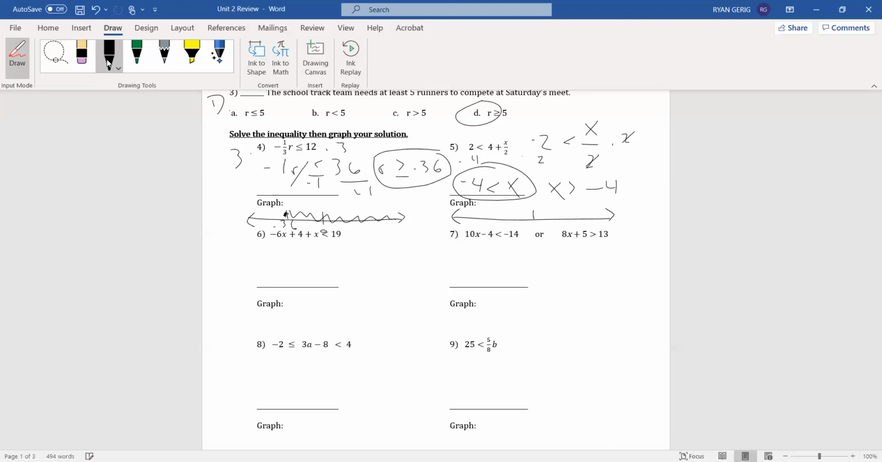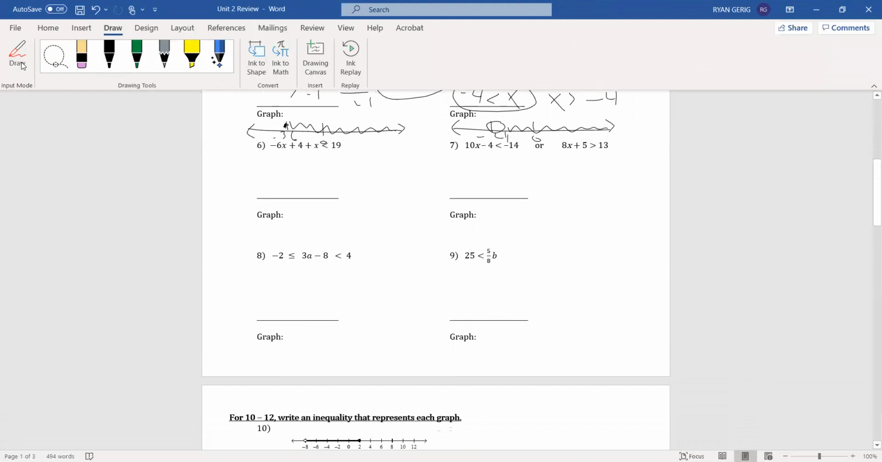I like to, but so 0, -4 is to the left. Open circle this time. And greater than -4, so any positive number is going to be bigger than -4, so I'm going to shade towards the positives. There we go.